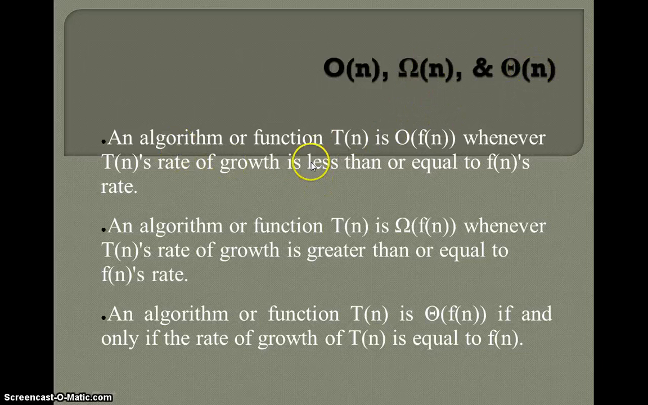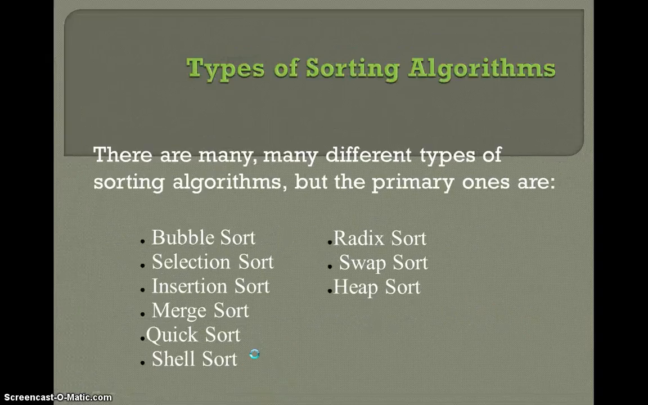An algorithm or function t of n is big O of f of n whenever t of n's rate of growth is less than or equal to f of n's rate. An algorithm or function t of n is big omega of f of n whenever t of n's rate of growth is greater than or equal to f of n's rate. An algorithm or function t of n is big theta of f of n if and only if the rate of growth of t of n is equal to f of n.